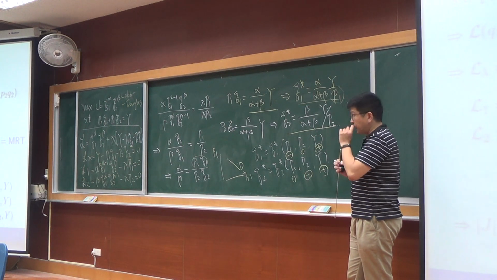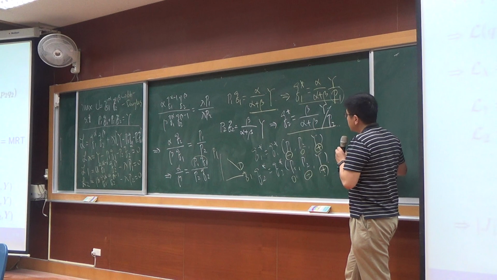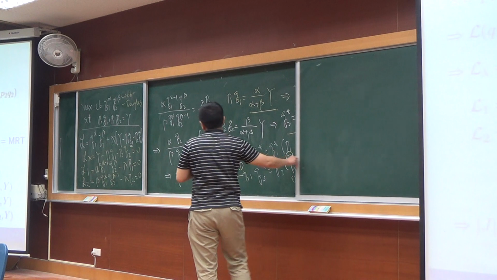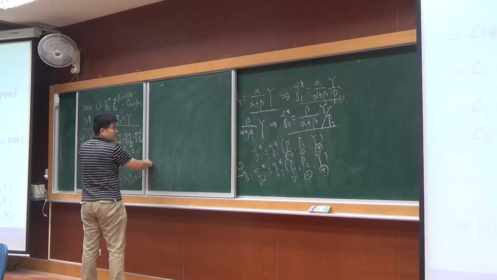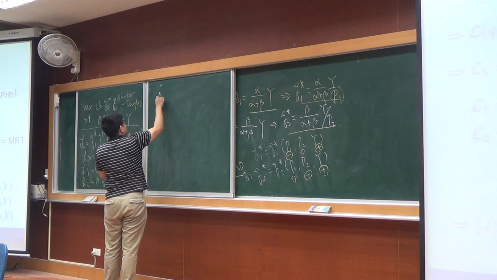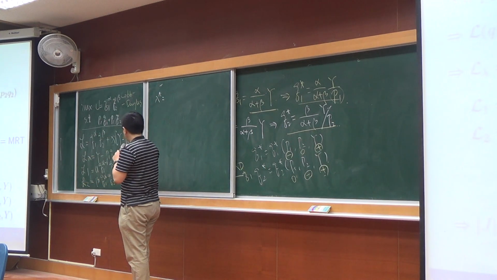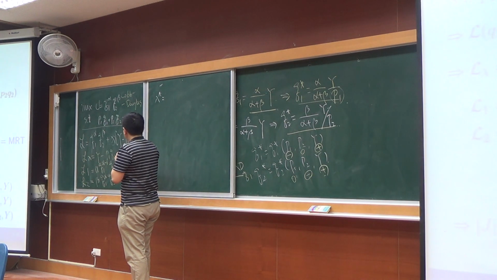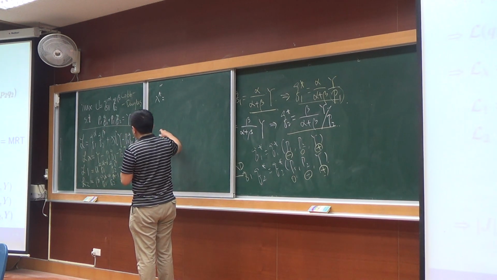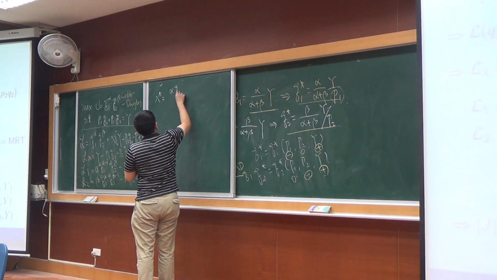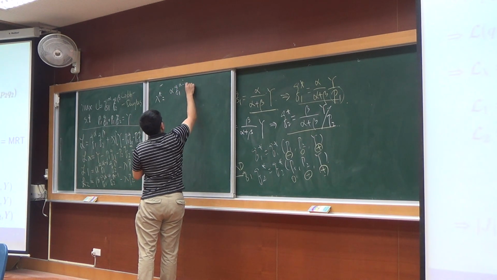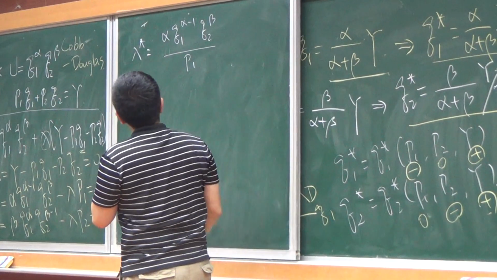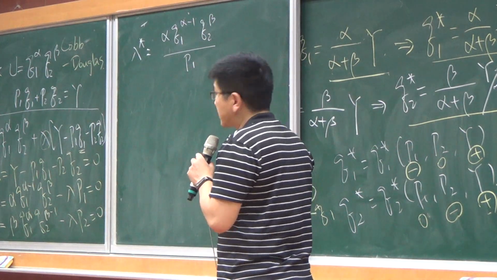And what about if we want to know, or we want to have the solution of lambda star? How can we do that? Lambda star. We may use the second or the third first order condition. If we use the second one, lambda star would be alpha q1 to the power of alpha minus 1 q2 to the power of beta over p1. This would be lambda star.